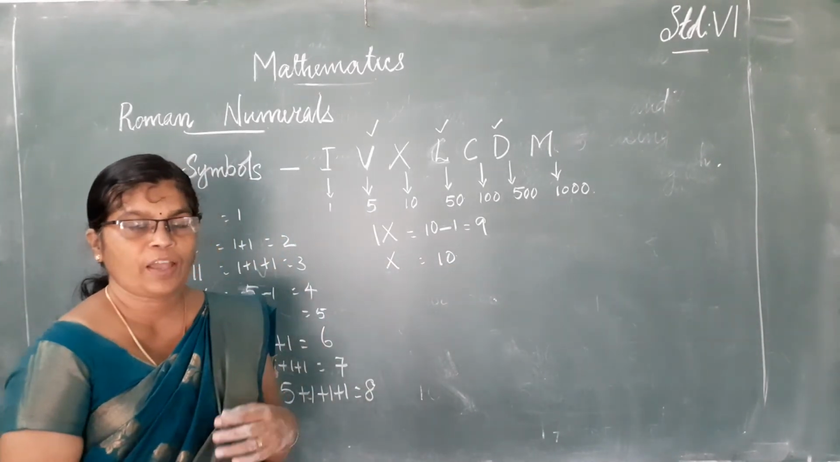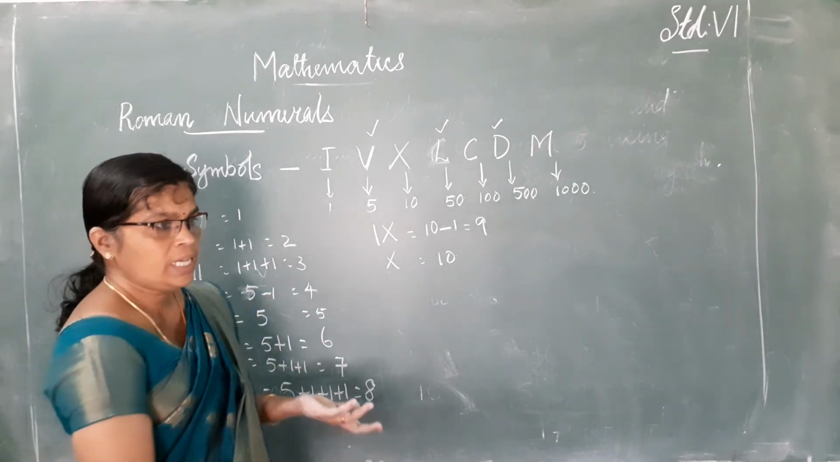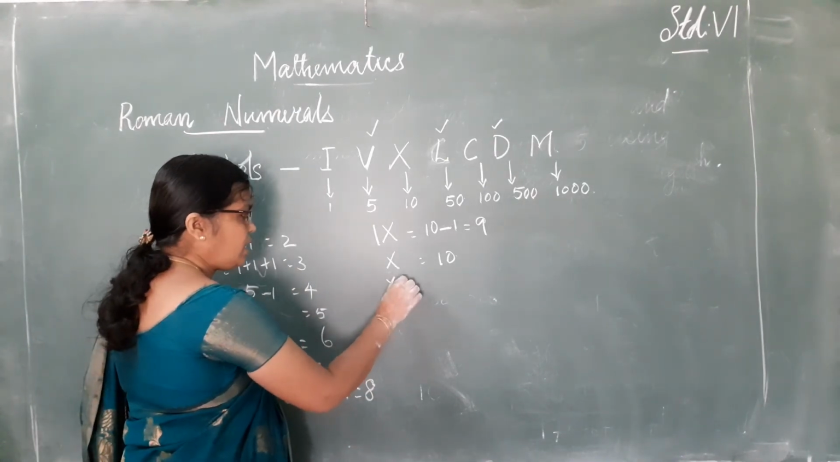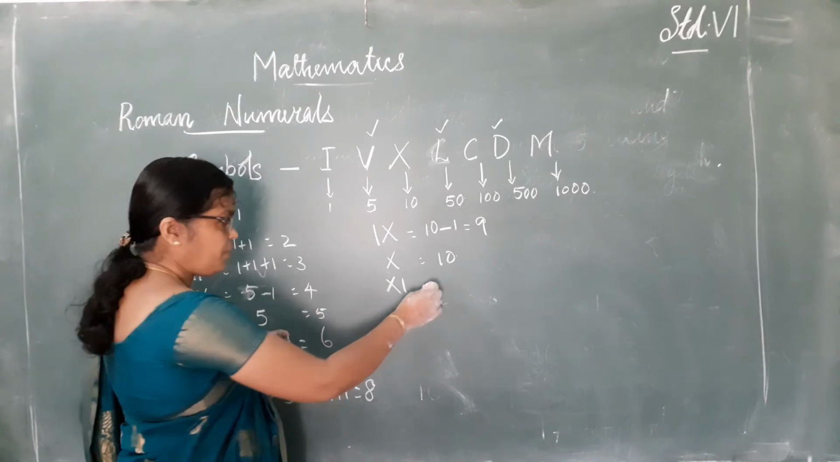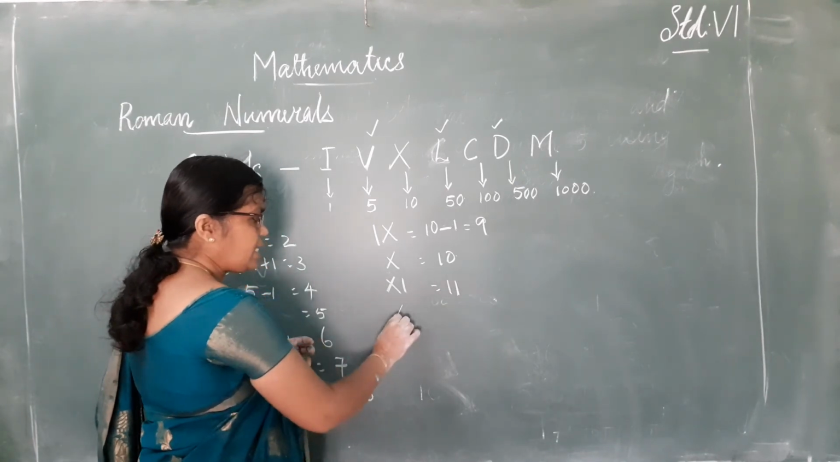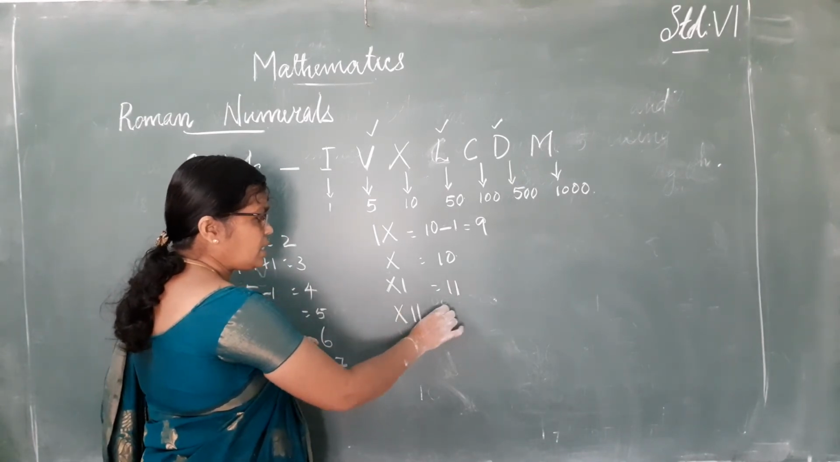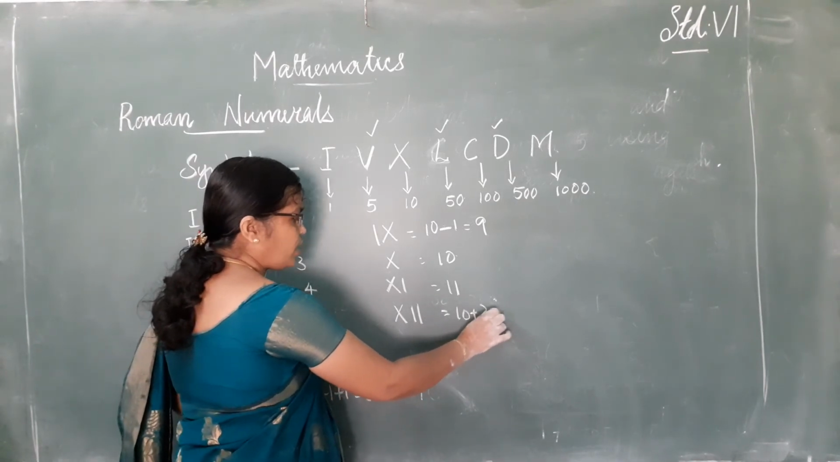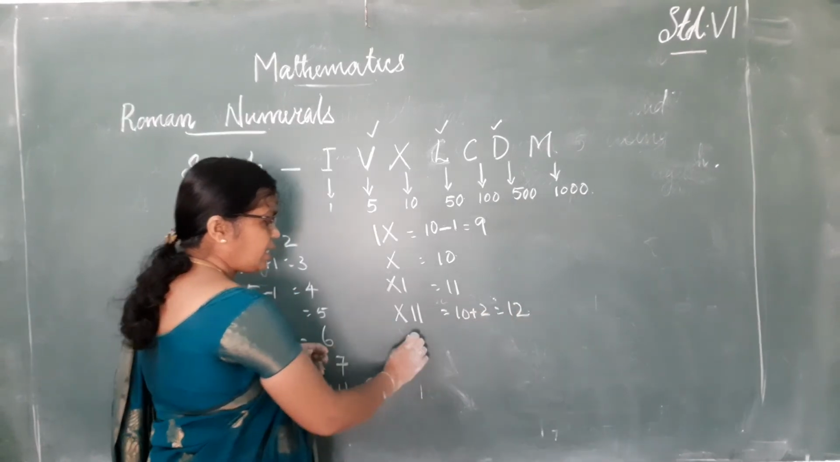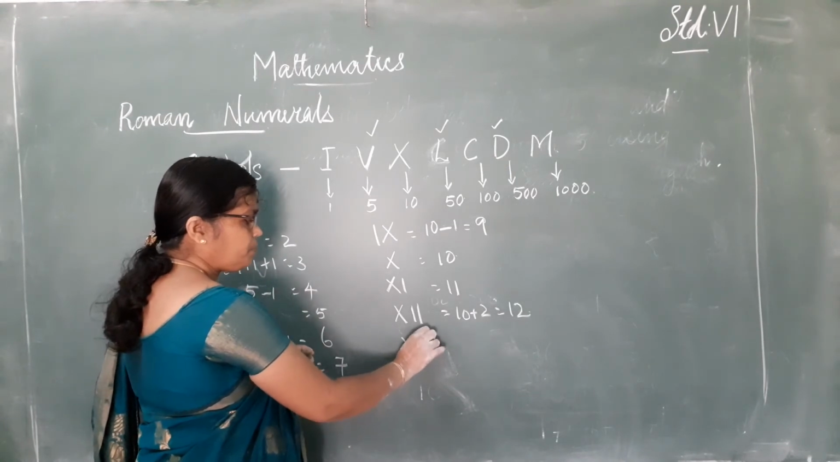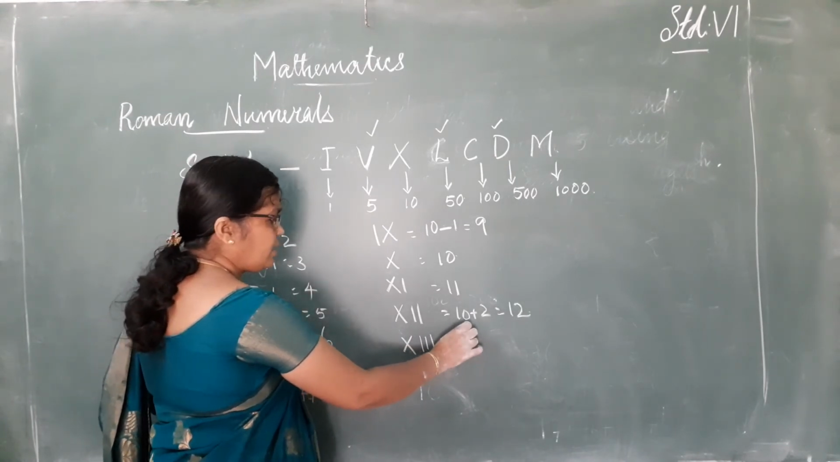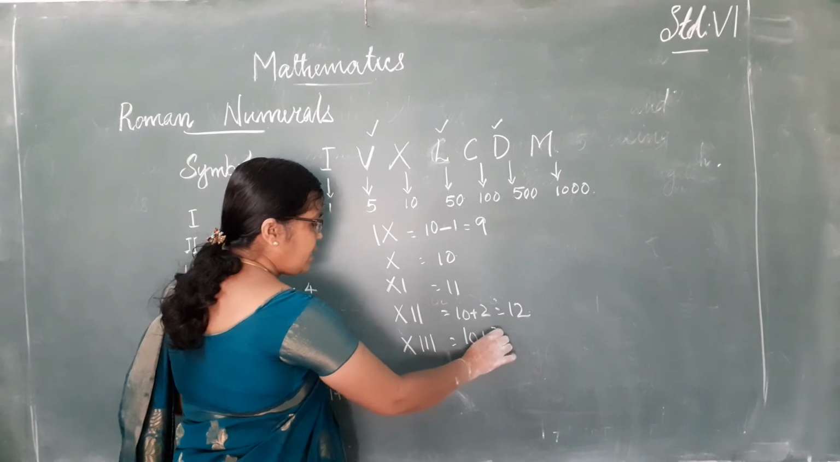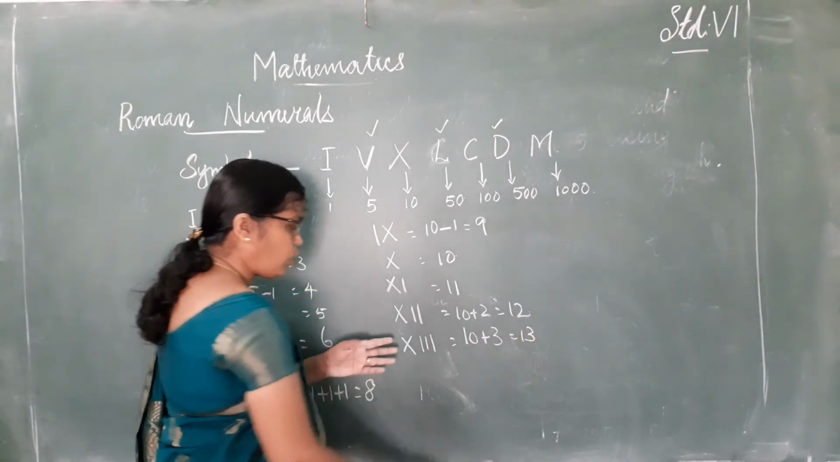Right? Again, if we have to write 11, how will you write? 10 and 1. 10 plus 1, 11. Then 10 plus 2, that is X and 2 I's, we can write 12. Then 13, 10 plus 3. 10 plus 3, 13. Again, I cannot be repeated.